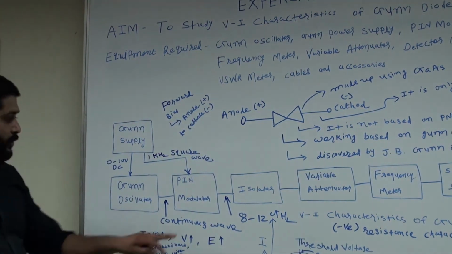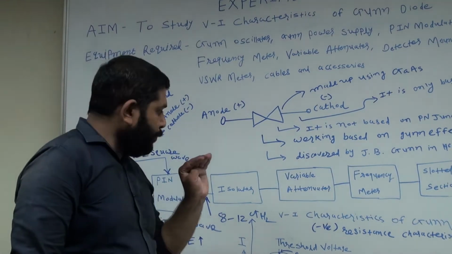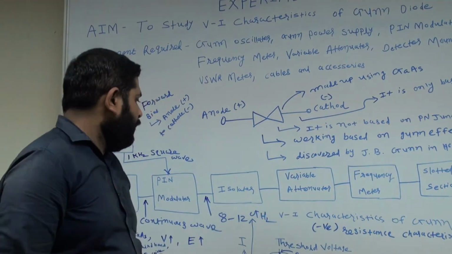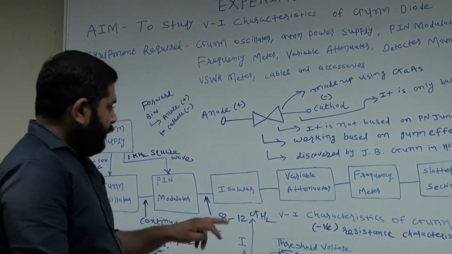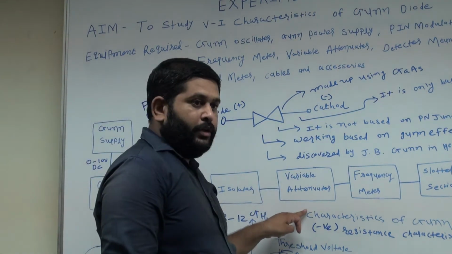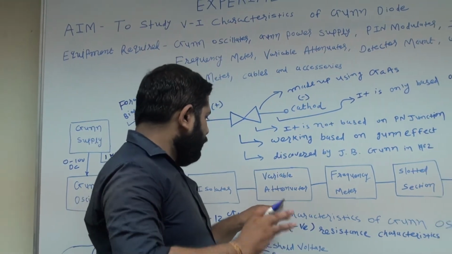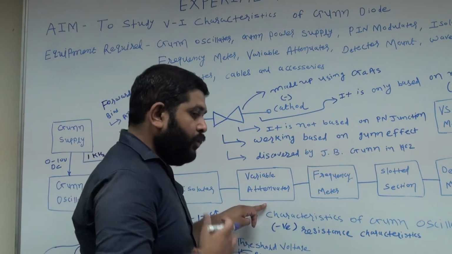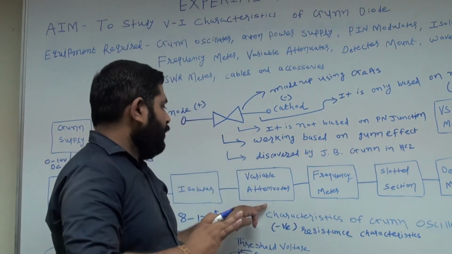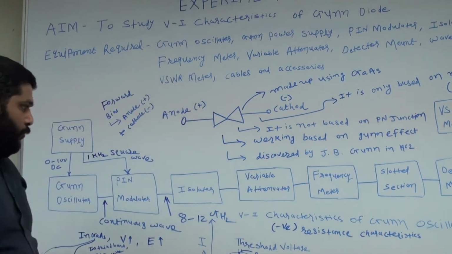The function of the isolator is to let power flow in one particular direction. It does not allow reflected power. The function of the variable attenuator is to absorb some power or allow the full power. Based on requirement, we adjust the variable attenuator.